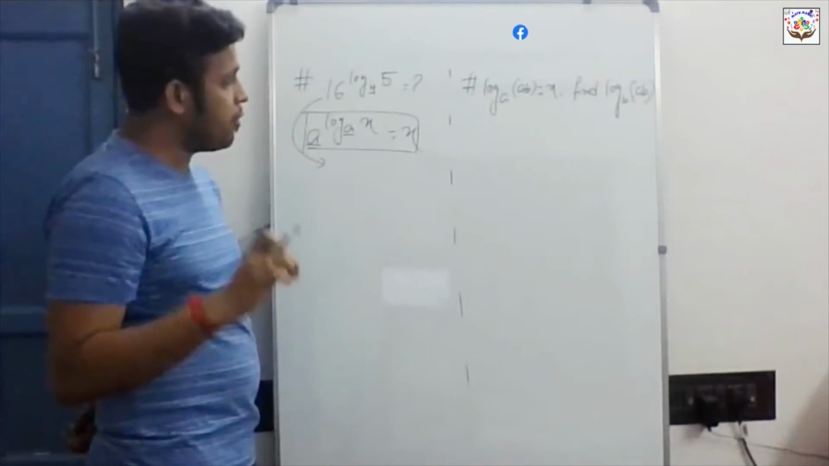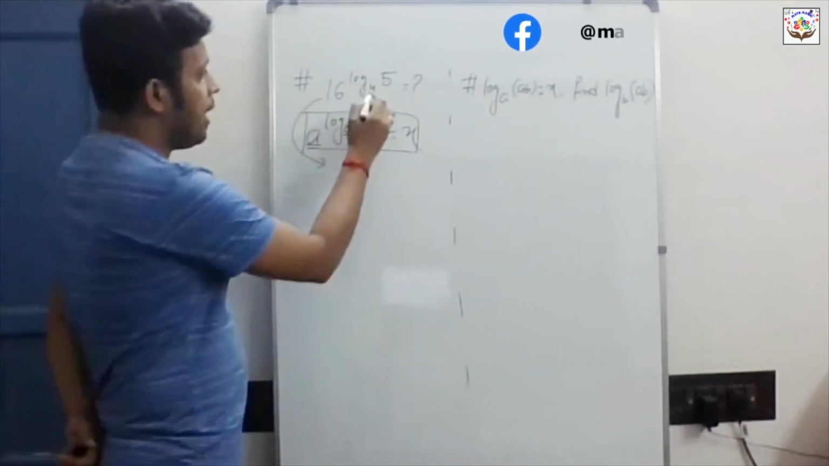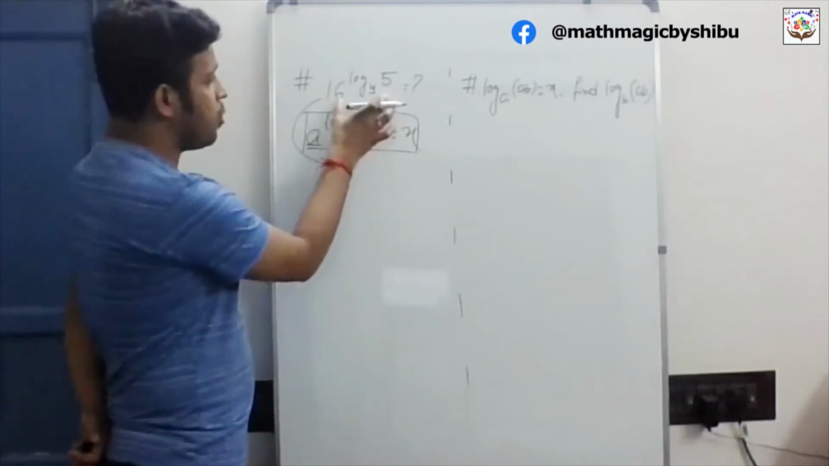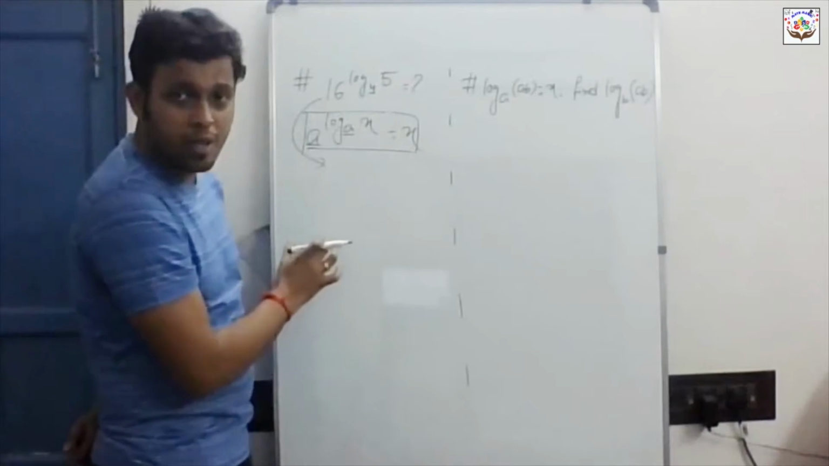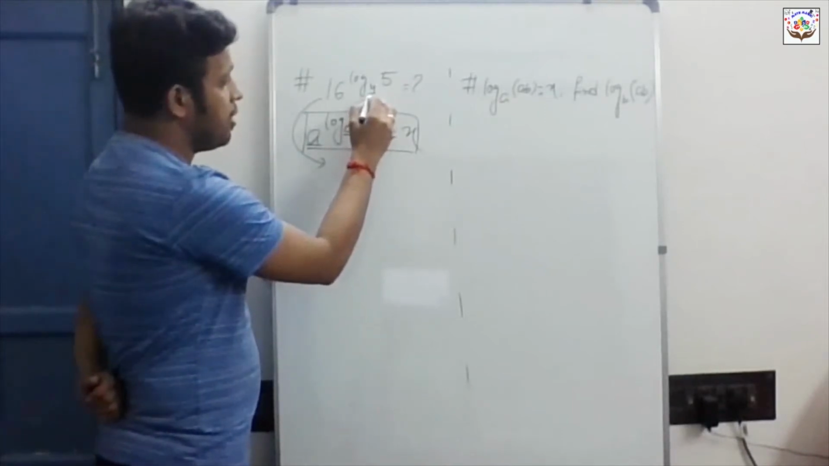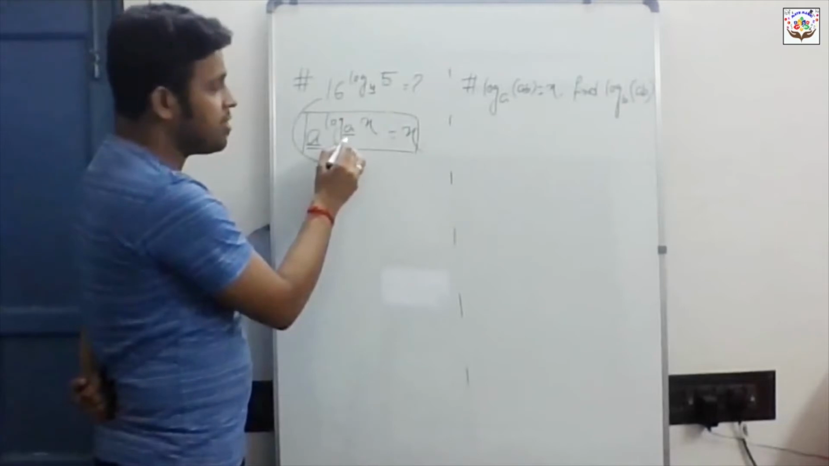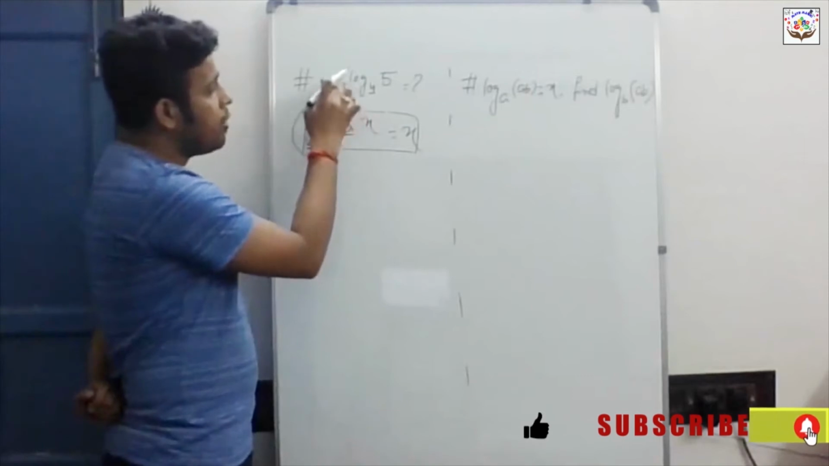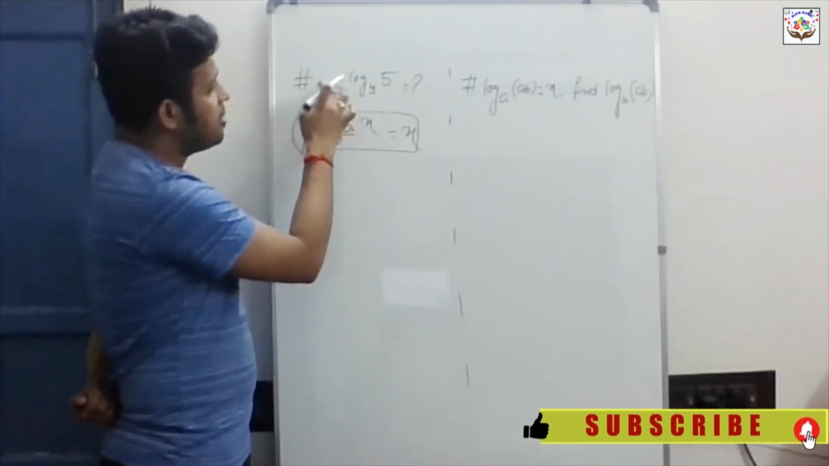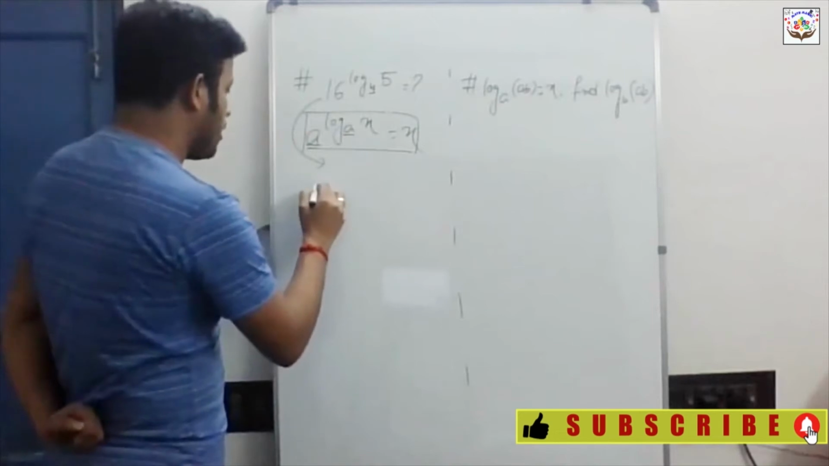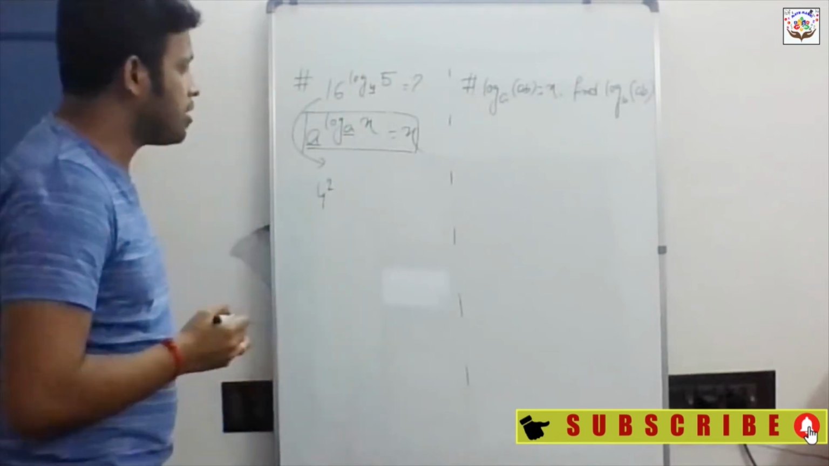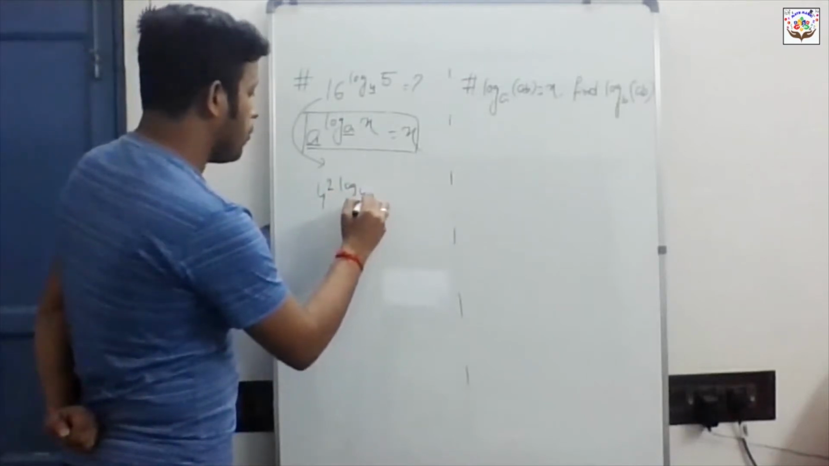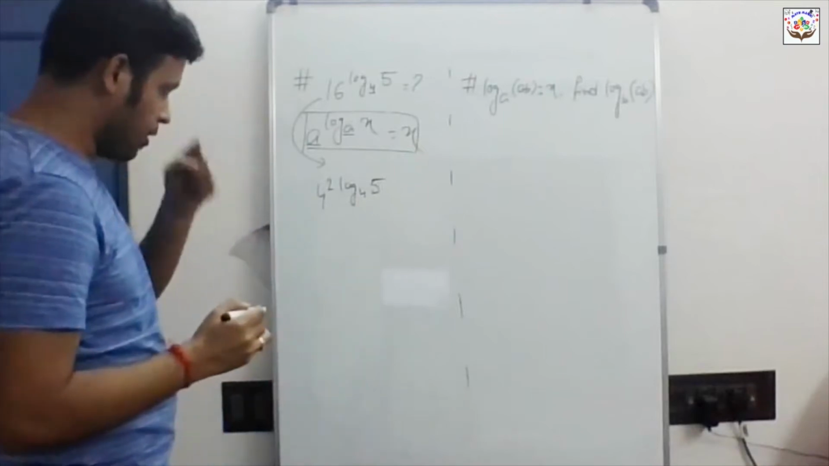I hope you are understanding what I am trying to say. The base is 4 here. If you compare this formula with this problem, isn't it looking similar? Here 4 is the base and there a is the base. Now we need to make this base and this part the same, like we need to represent 16 as 4. So what can we write? We know 16 can be written as 4 squared, and log 4 5, whatever the problem is.